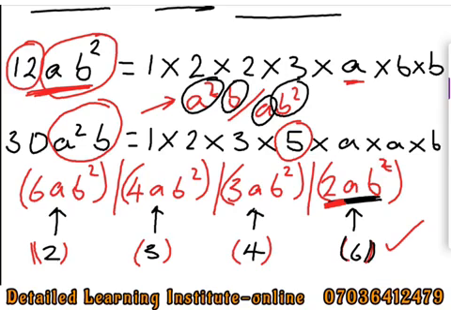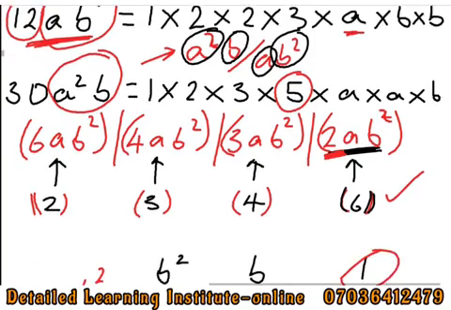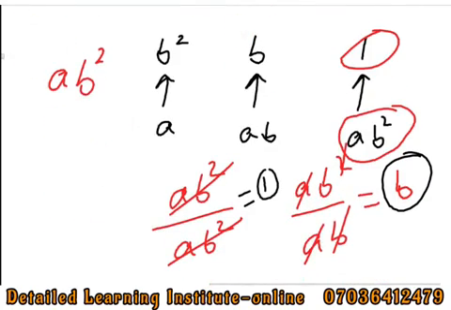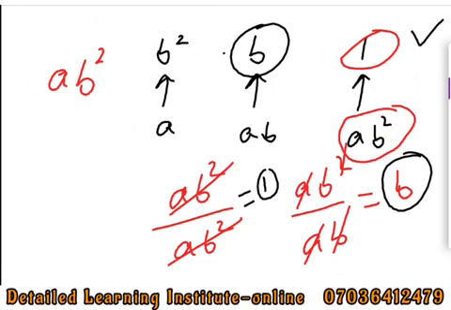So the division cannot work. For that reason, we cannot select AB squared as our highest common factor. But let's try. We're now going to go to the next smallest. After 1, the next smallest is what? It is b, because b is smaller than b squared.